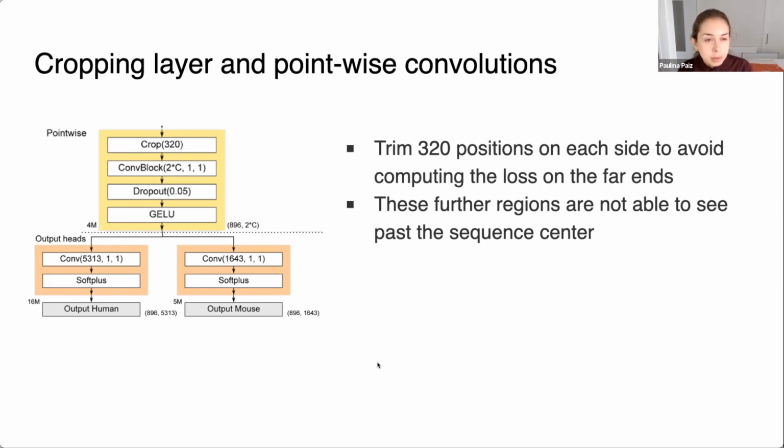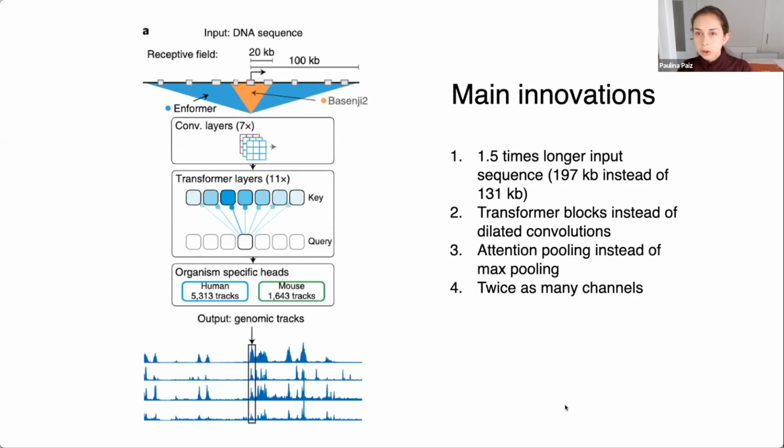Let me see if there's something else here. No. Okay, so to summarize, the main innovations compared to Basenji 2 is that the input is 1.5 times longer of a sequence. So Enformer has 197 KB instead of 131 KB from Basenji 2. The second innovation is, of course, that they use transformer blocks instead of dilated convolutions.